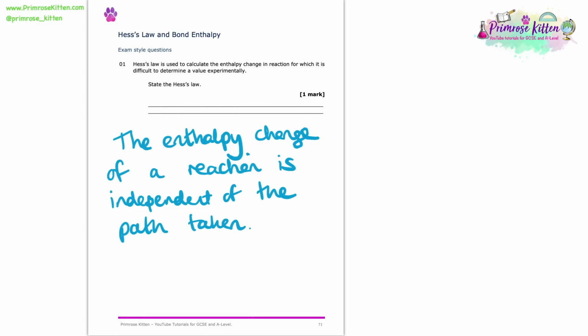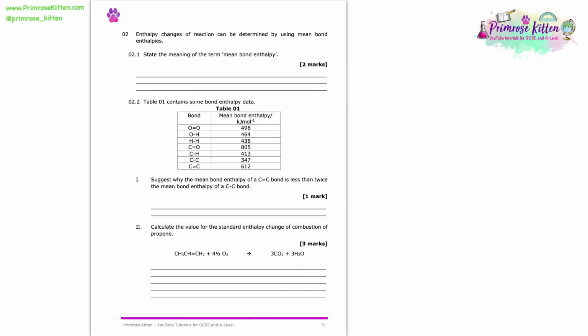So this next question is all about bond enthalpy. We're told that enthalpy changes of reaction can be determined by using mean bond enthalpies. Here we're asked to state the meaning of the term mean bond enthalpy.